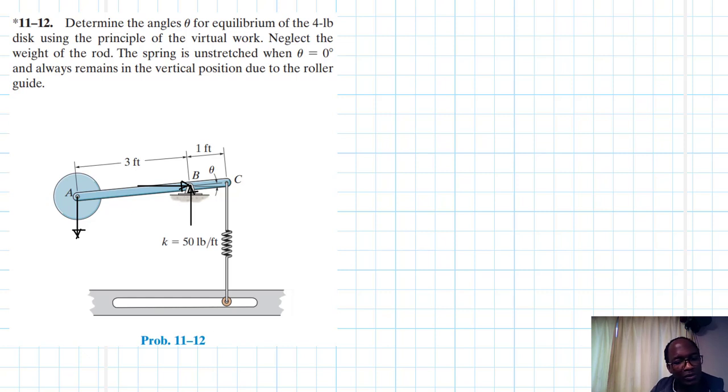And then let's do a section of this spring. We are going to have in this particular spring a spring force Fs. Okay, so let's label this. So this is Fs, this is Fs, and this is By, and this is Bx, and this is W.